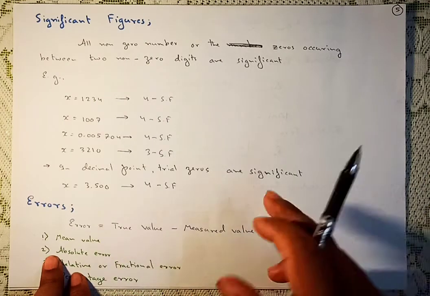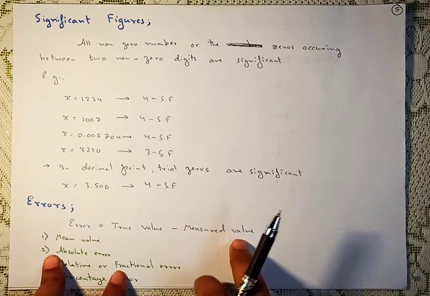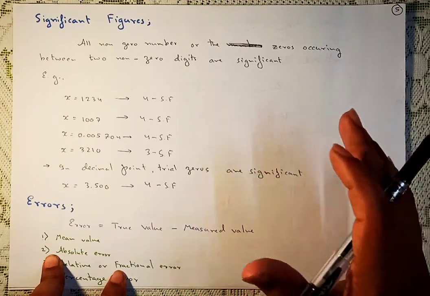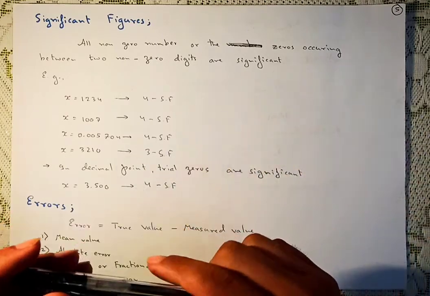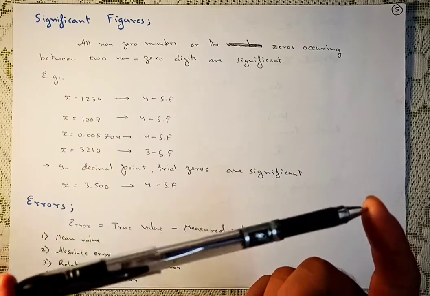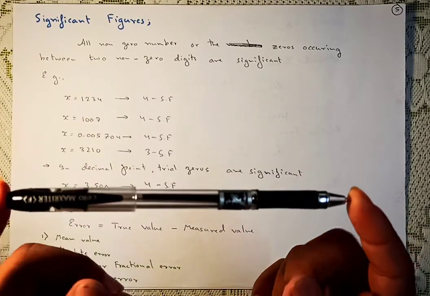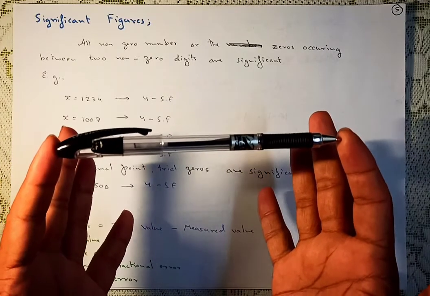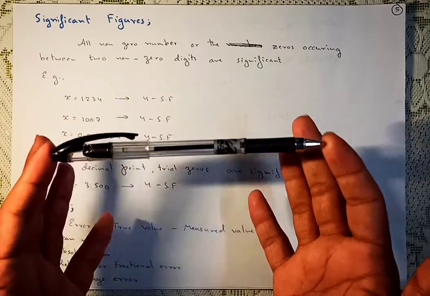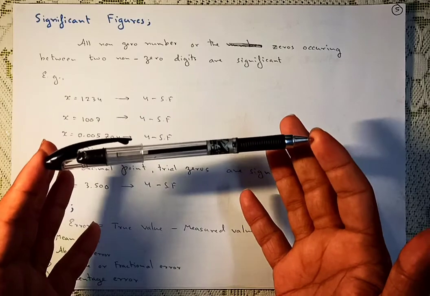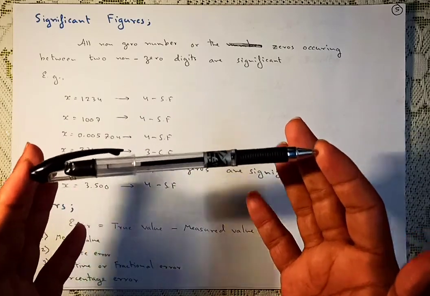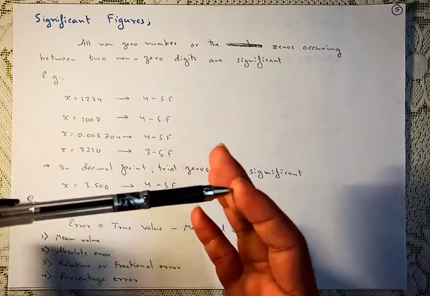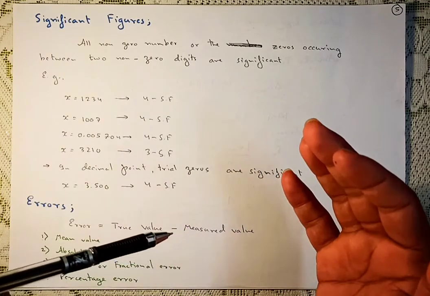So we deal with errors as true value. What is the true value? And the measured value, the value that you have measured. For example, if you try to measure the length of this pen, the true value, suppose it has been provided to you by the seller, the length of this pen, the true value has been provided to you by the seller, and now you want to calculate, is it accurate or not?